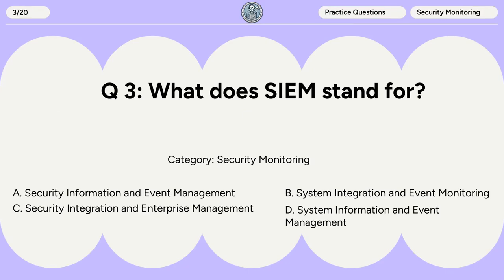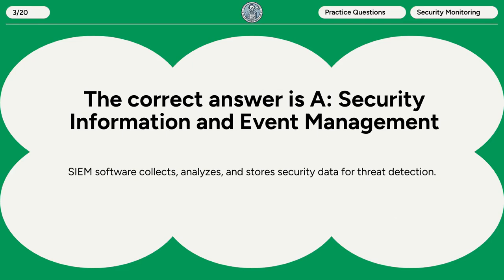Question 3. What does SIEM stand for? A. Security Information and Event Management. B. System Integration and Event Monitoring. C. Security Integration and Enterprise Management. D. System Information and Event Management. The correct answer is A. Security Information and Event Management. SIEM software collects, analyzes, and stores security data for threat detection.